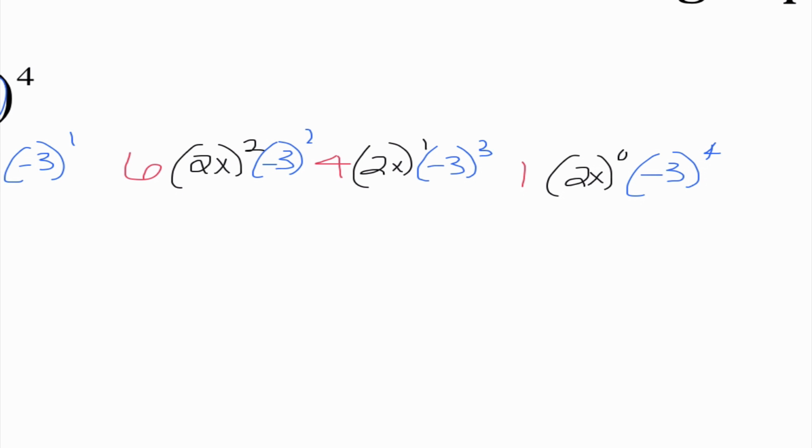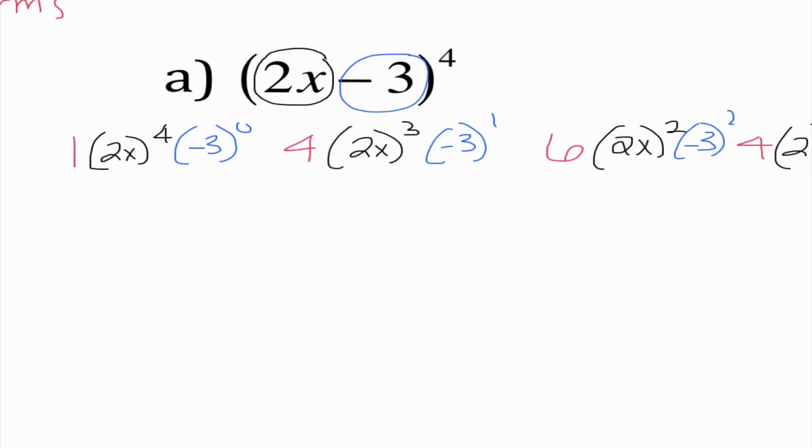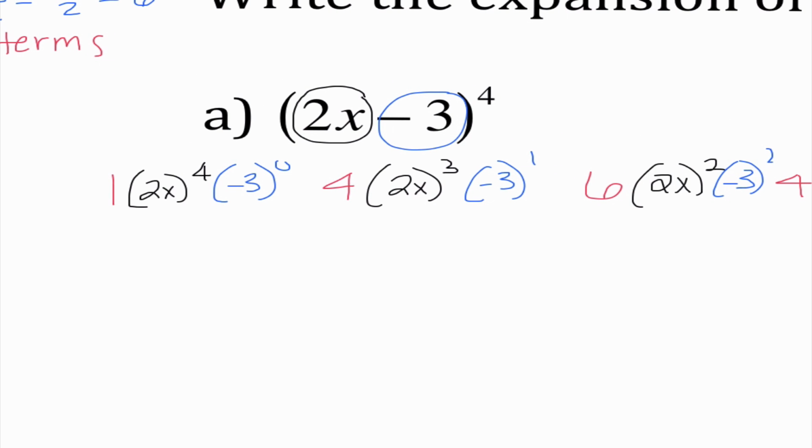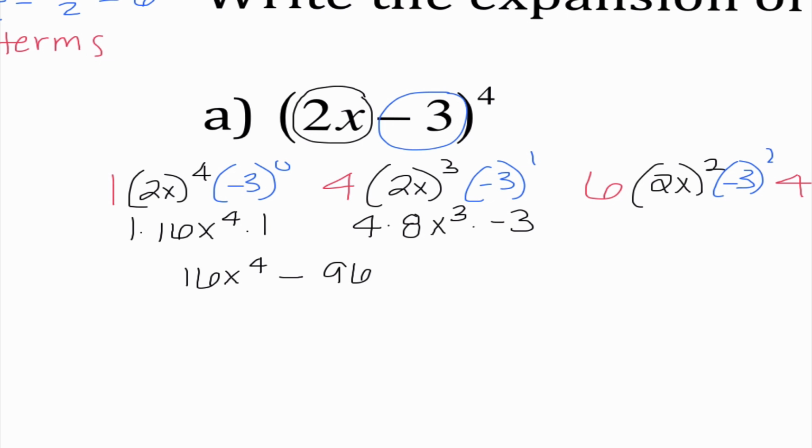So this time, we have a little bit more work to do, so I'm going to write it all out for us. I would have 1 times 2 to the 4th is 16x to the 4th times 1. So that would give us 16x to the 4th. My next one would be 4 times 2 cubed is 8 times x cubed times -3. When I multiply those together, I get -96x cubed.